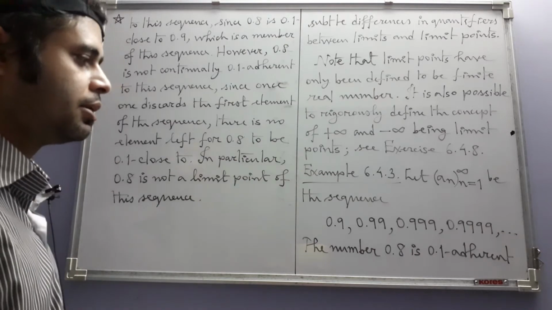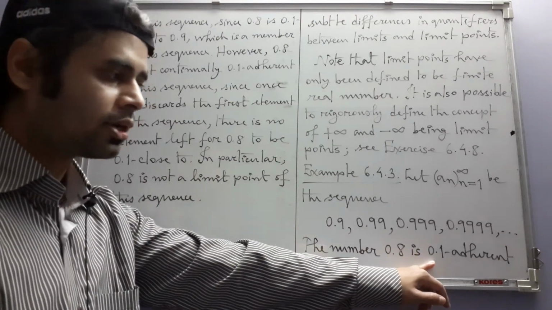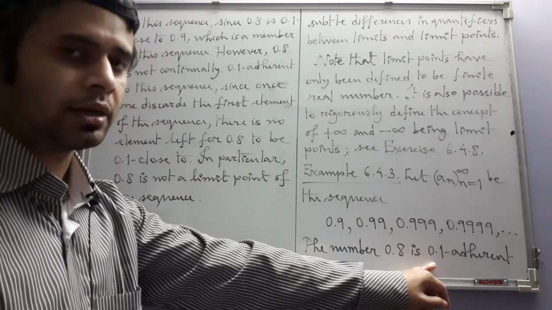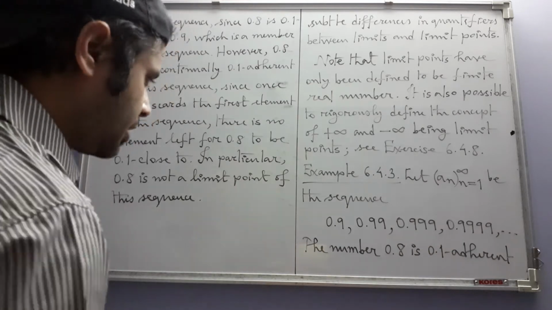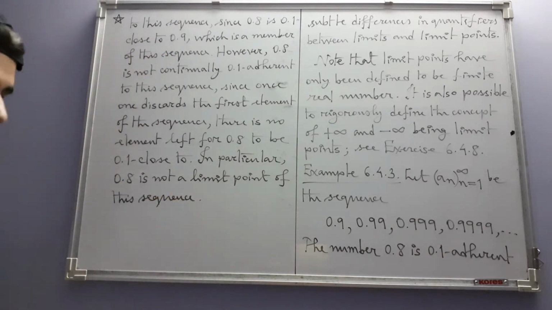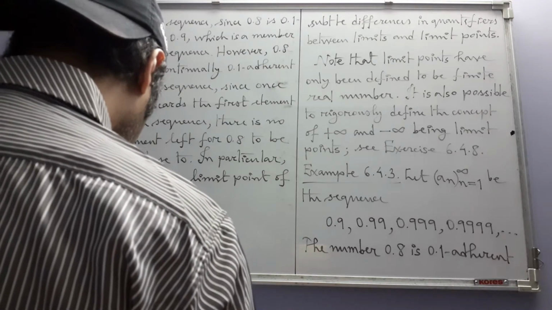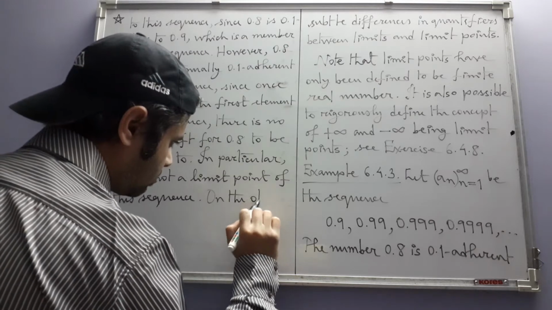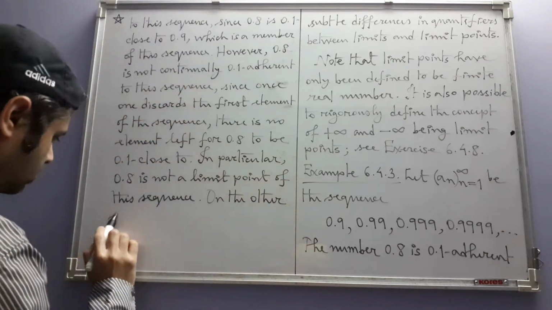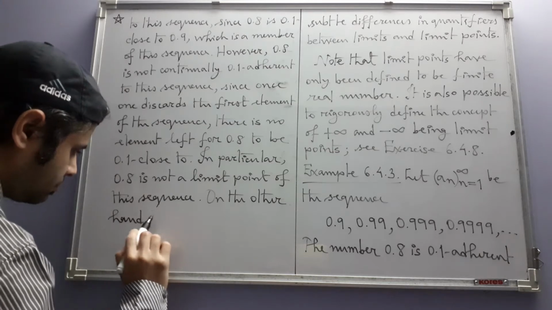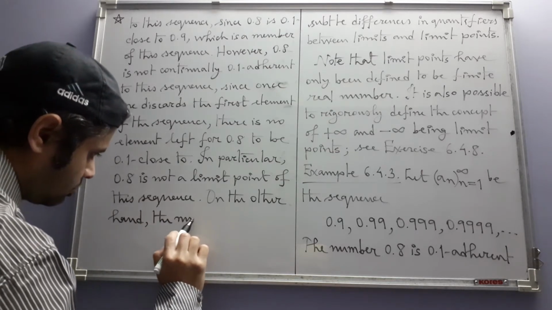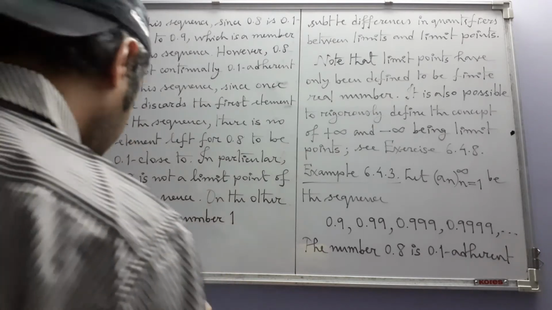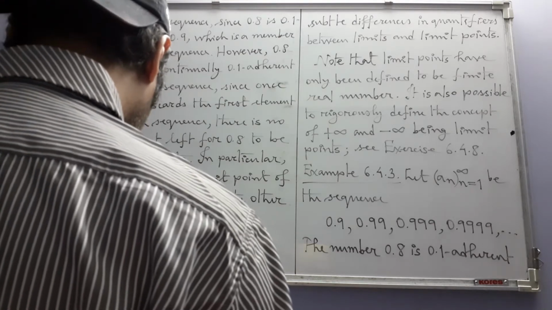For it to be a limit point, it should have been not only continually 0.1 adherent, but also continually epsilon adherent for any positive epsilon. So that is not possible, so 0.8 is not a limit point of the sequence. On the other hand, the number 1 is in fact continually 0.1 adherent.